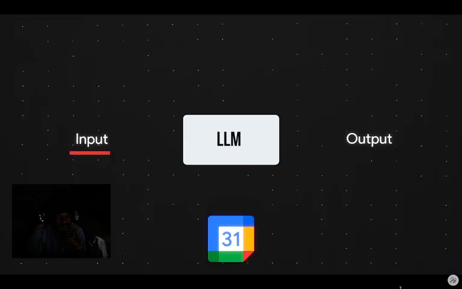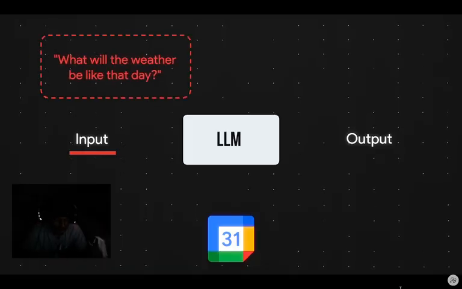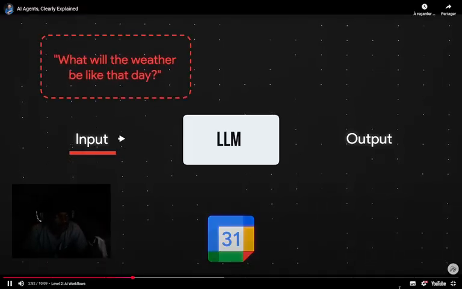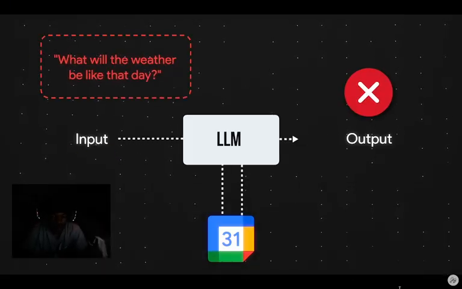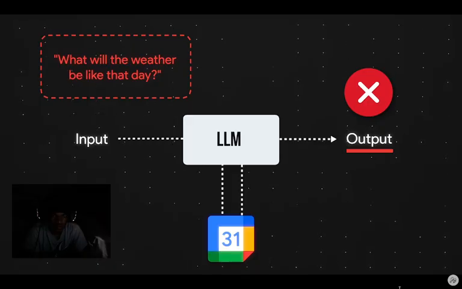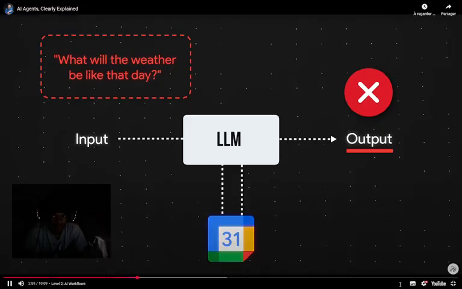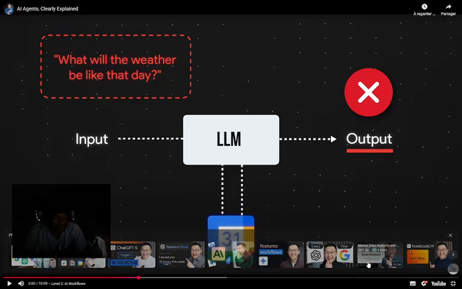But here's where it gets tricky. What if my next follow-up question is, what will the weather be like that day? The LLM will now fail at answering the query because the path we told the LLM to follow is to always search my Google Calendar.